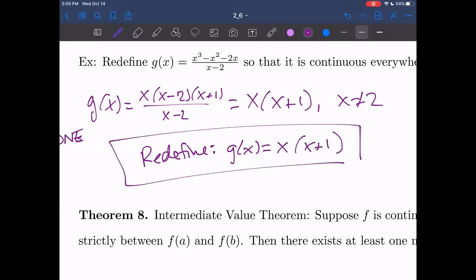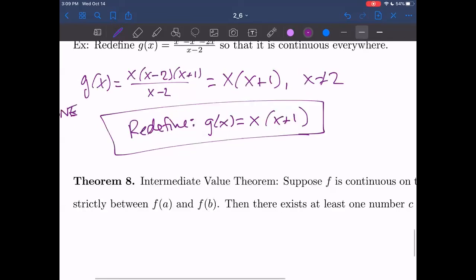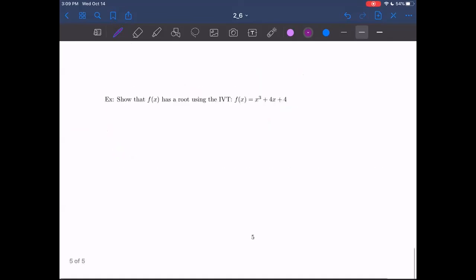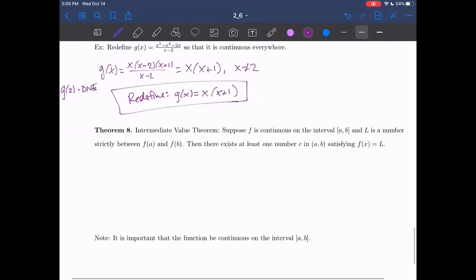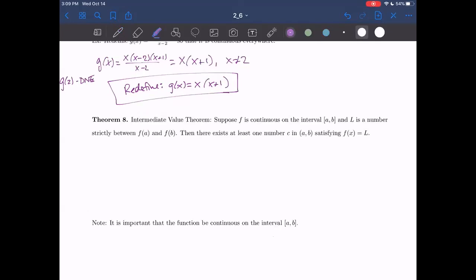All right, and then our last thing in this section is going to be the intermediate value theorem. I know you're probably thinking this is a long video. I know it's a lot of information. So if you need to rewatch it, you can. All right, so we've got the intermediate value theorem, last theorem for this section.